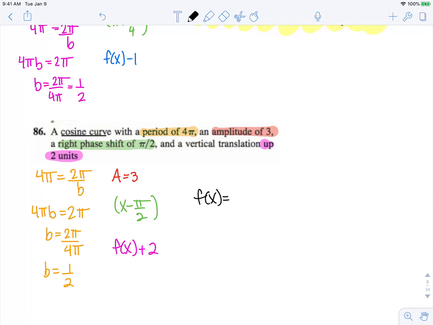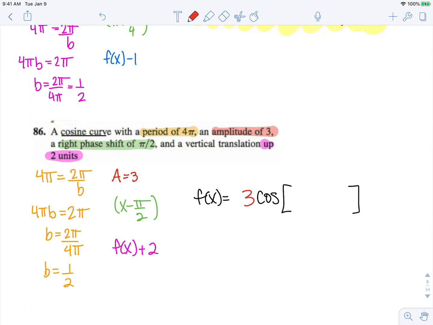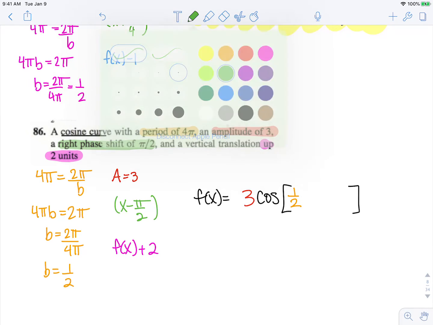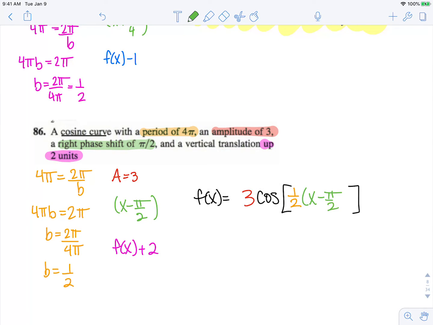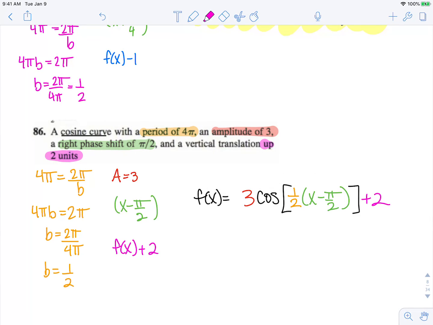F of x is going to equal cosine of some stuff. So first I'll put my amplitude in front. My b for my period is 1/2. X minus pi over 2 for my phase shift, and plus 2 for my vertical shift.